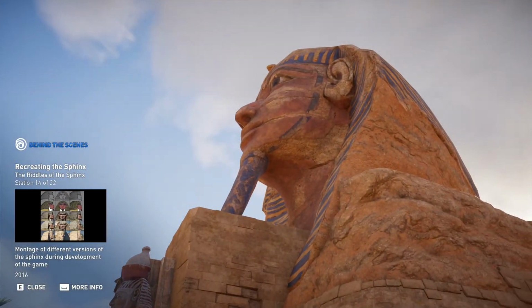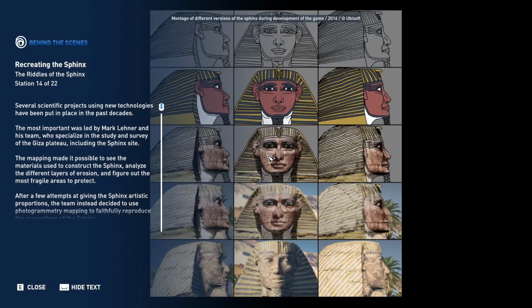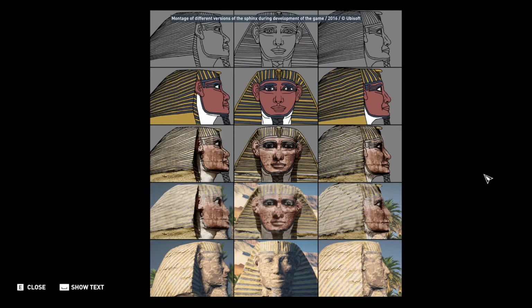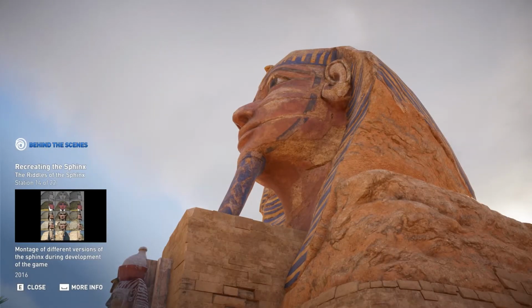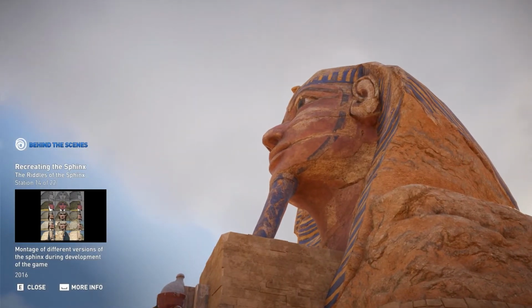Several scientific projects using new technologies have been put in place in the past decades. The most important was led by Mark Lehner and his team, who specialize in the study and survey of the Giza Plateau, including the Sphinx site. The mapping made it possible to see the materials used to construct the Sphinx, analyze the different layers of erosion, and figure out the most fragile areas to protect. After a few attempts at giving the Sphinx artistic proportions, the team instead decided to use photogrammetry mapping to faithfully reproduce the proportions of the Sphinx.